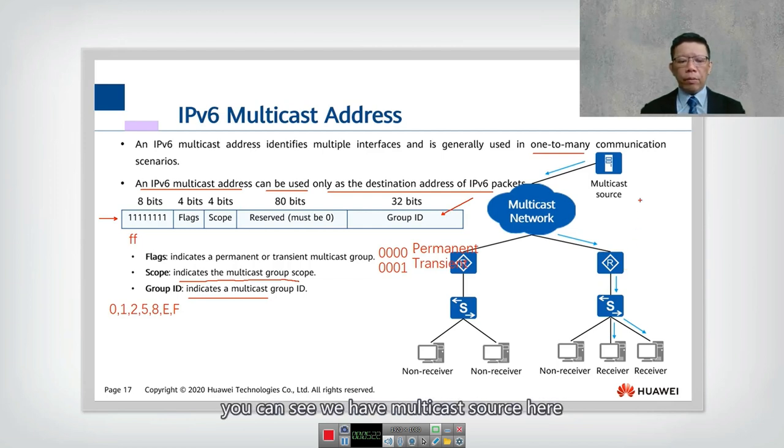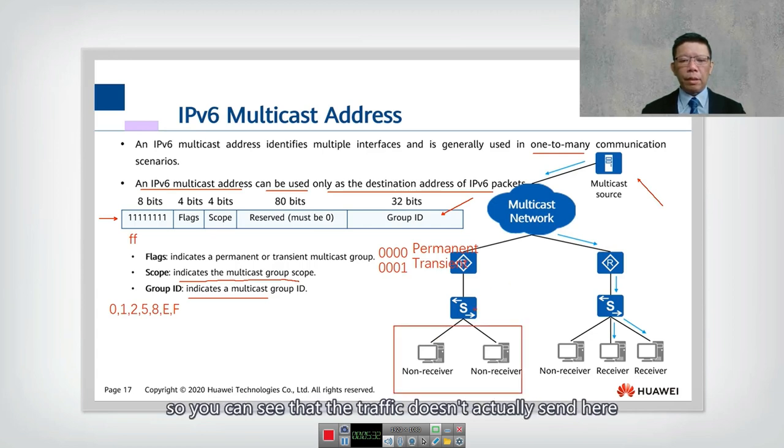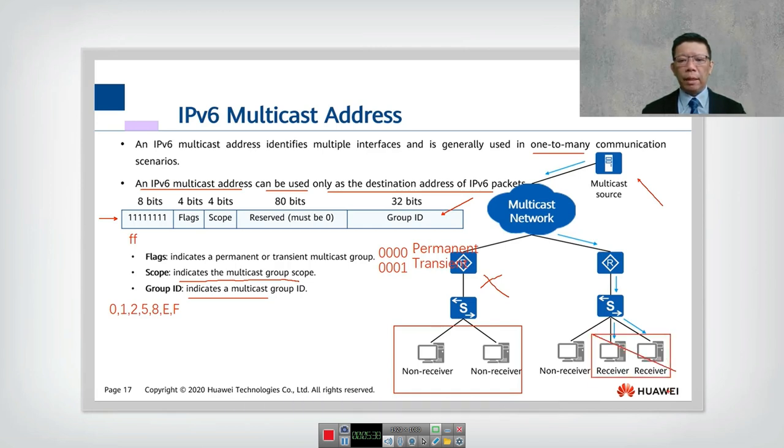In this diagram, you can see we have a multicast source here, which sends to the multicast network, which is using IPv6. And because here you have no receiver, the traffic doesn't actually get sent here, but the traffic does get sent here because I do have two receivers over here. Okay, these are the two receivers. This is how the multicast works.